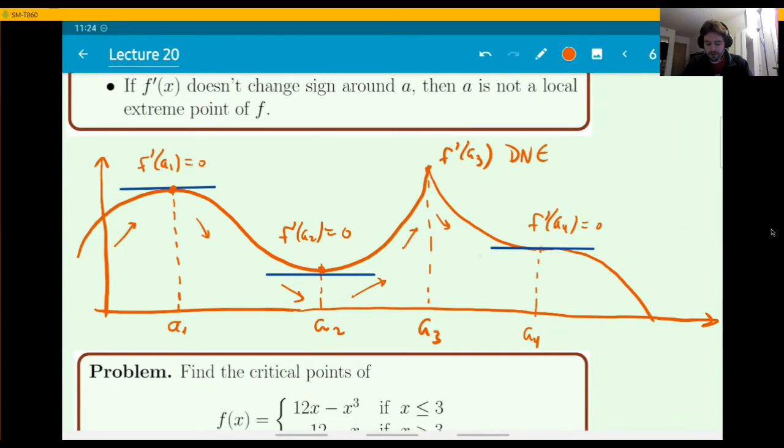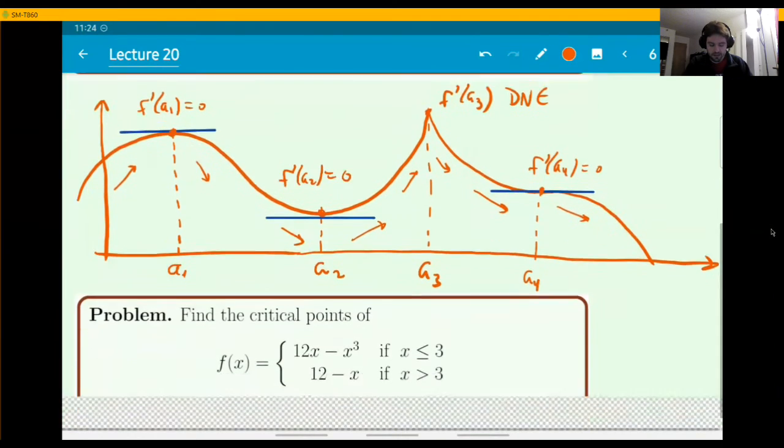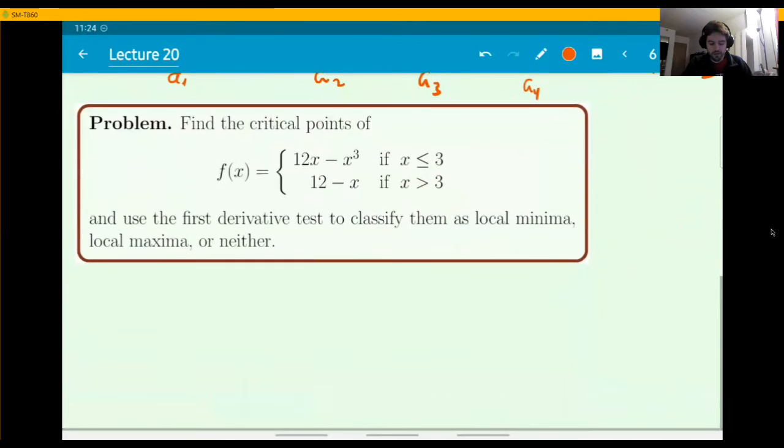And around A4, the function actually does not change behavior. The derivative is negative before and remains negative after, even though it became 0 at A4. So this is like the x cubed function. This point is not a local min or max because the function has larger and also smaller values around it. So a very simple test. I hope you find it easy to understand, easy to think about, because now we have a problem about it. Find the critical points of this function. Use the first derivative test to classify them as local max, local min, neither.